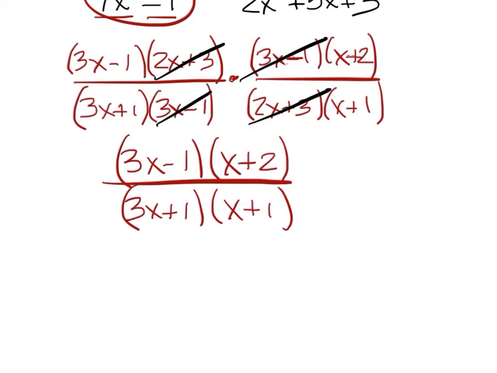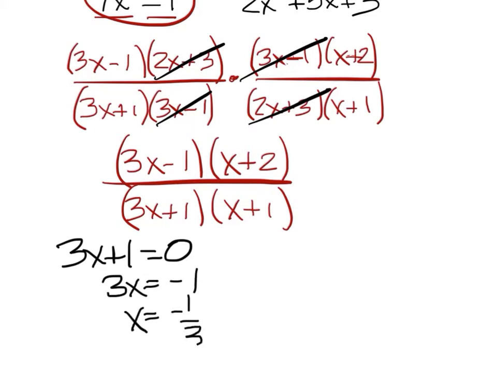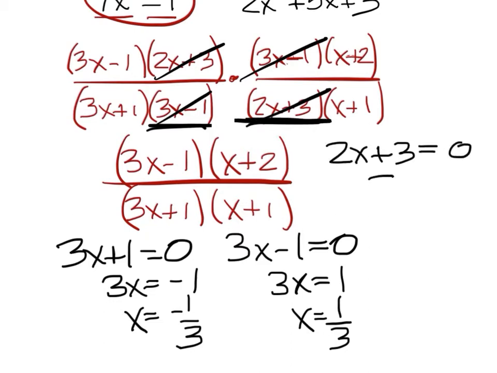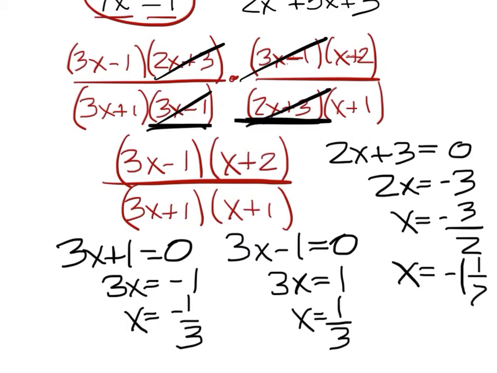So we'll go down here to the bottom and do 3x plus 1 equals 0 to get 3x equals negative 1, which is a negative third. And then the same thing with this one, 3x minus 1 equals 0, 3x equals 1, x is a positive 1/3. And then here for this one, 2x plus 3 equals 0. So 2x equals negative 3, which means x is negative 3 over 2, or negative 1.5. And of course we have this x plus 1, which is really simple. It's just going to be negative 1.